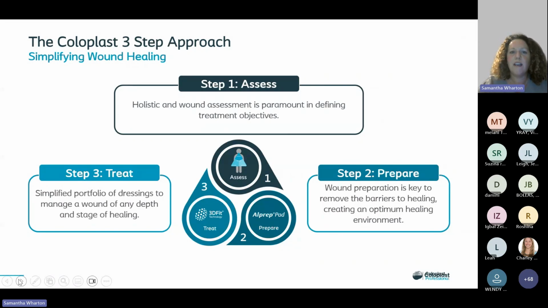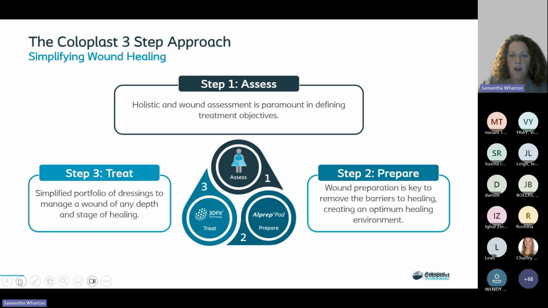So we need to do that really, really good, accurate assessment. Also, when we're thinking about leg ulcers, it's doing that ABPI, doing that lower limb assessment and finding out that etiology of the wound. Really, really key. Then we move on to our step 2. So that's our preparation, preparing our wound, removing those barriers to healing and creating that optimum healing environment.